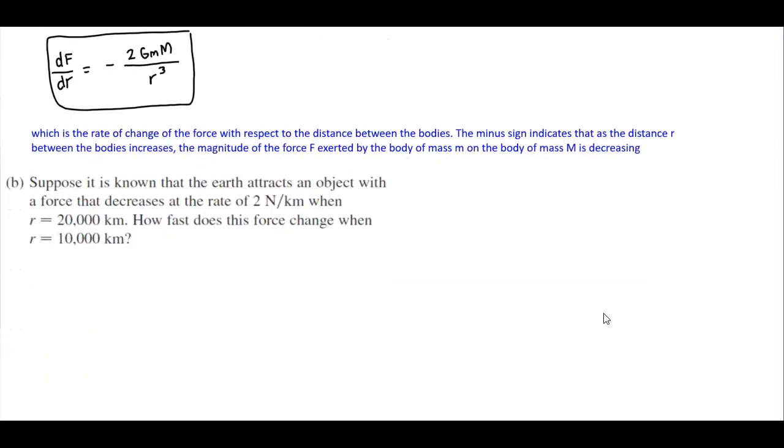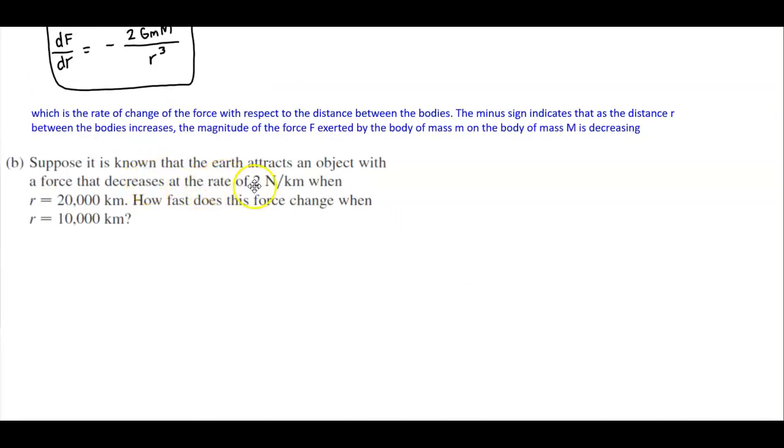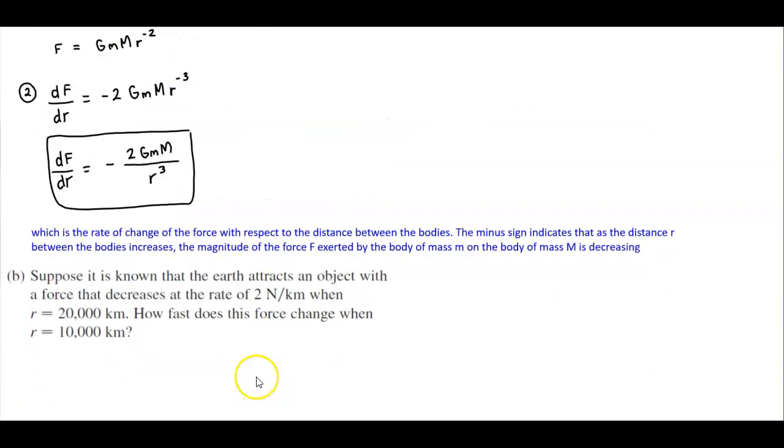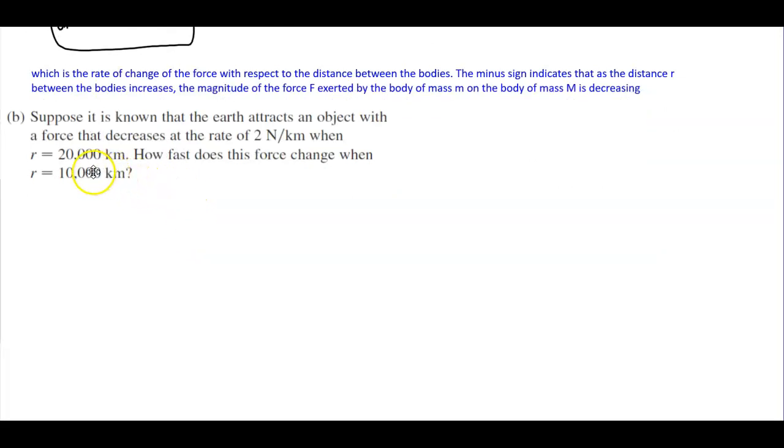Now, in part B, it's saying that suppose it is known that the Earth attracts an object with a force that decreases at the rate of 2 newtons per kilometer when r is equal to 20,000 kilometers. How fast does this force change when r is equal to 10,000 kilometers? So let's go ahead and write down what's given. What is given in this problem? Well, we know that it's at a rate of 2 newtons per kilometer and it's decreasing.